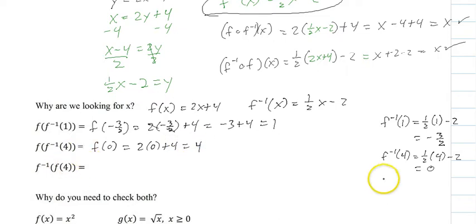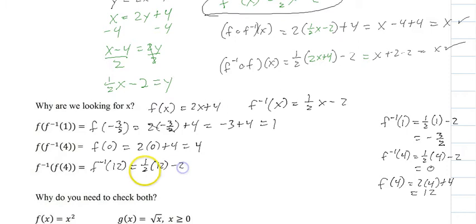Now we're going to do f of 4. That's 2 times 4 plus 4. That's 8 plus 4. It's 12. So now f inverse of 12. That's 6 minus 2 is 4.